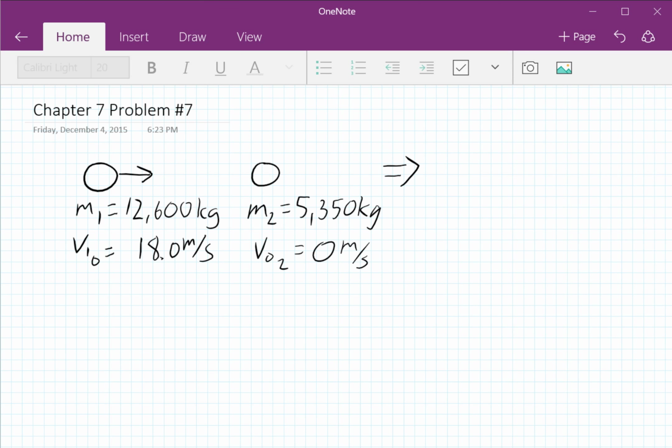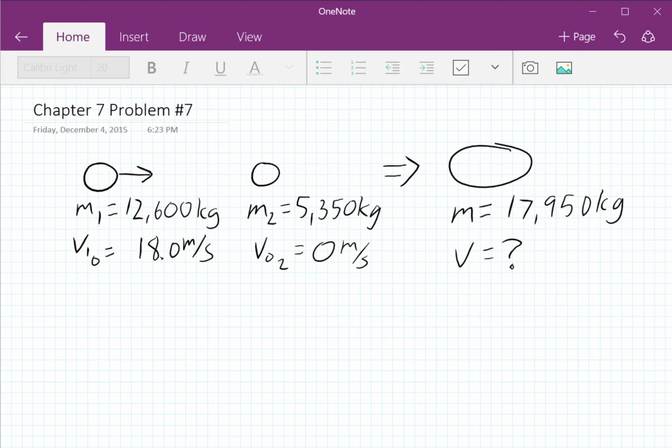And when they collide, that means the mass will be m1 plus m2, so you can just write 17,950 kilograms, and we're trying to find out the velocity.